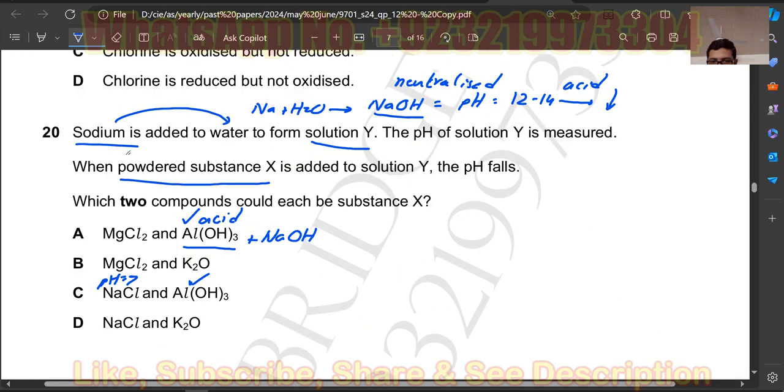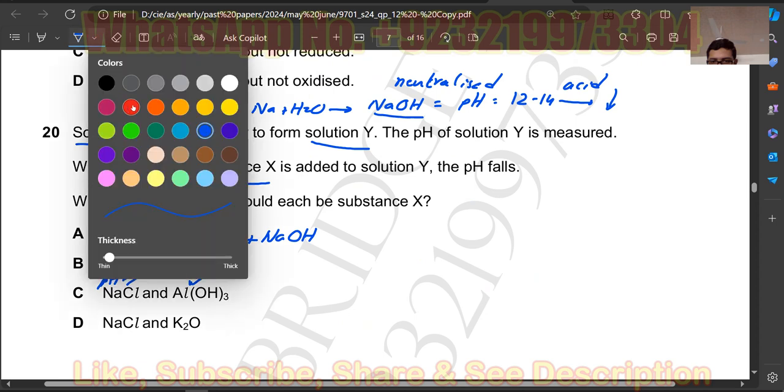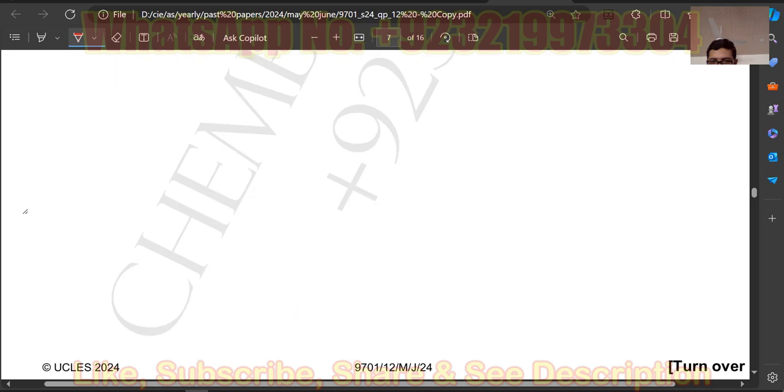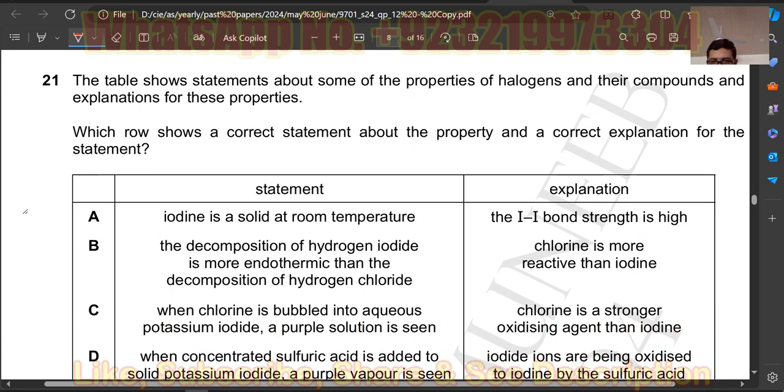So coming back here, we can see that magnesium chloride can also decrease the pH value. So option A has two ticks, whereas none of the others has two ticks. So option A is the correct one. Now the next question, number 21.